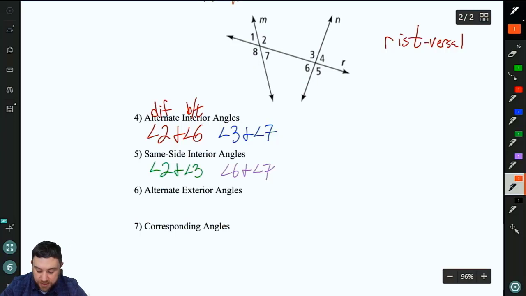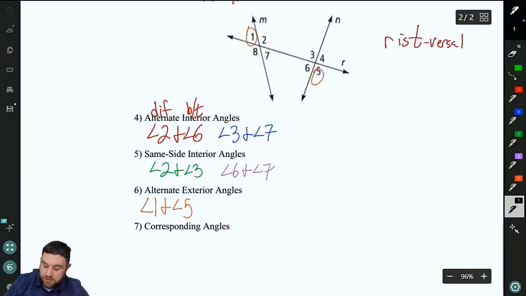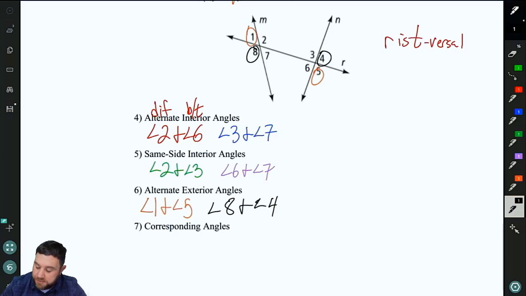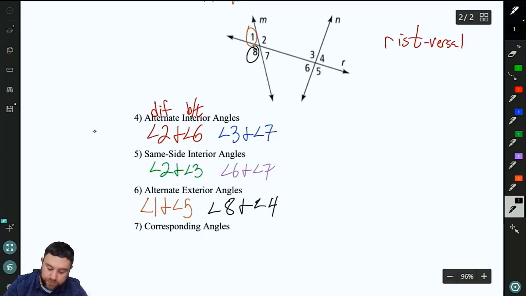Our third set of angles, alternate exterior, different sides of the transversal, but outside our 2 lines. So that's angle 1 and angle 5, and then angle 8 and angle 4. It doesn't matter which one you list first when you're doing this. I usually try to do the smaller number first, but it's just because I want to. No specific reason for that.